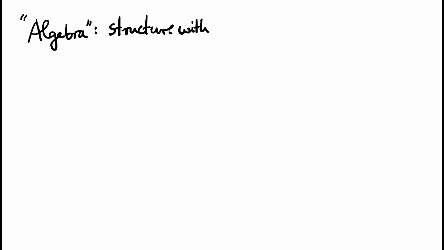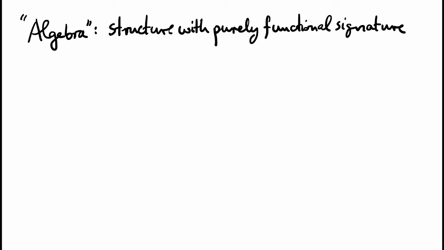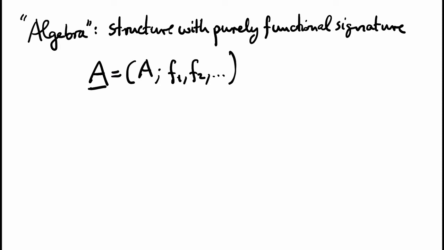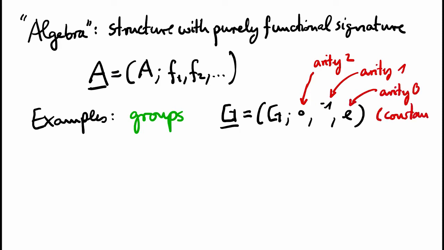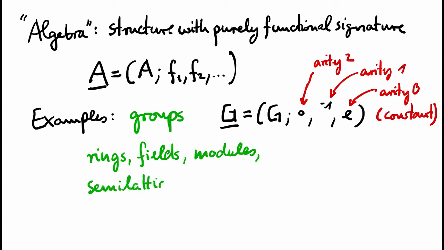An algebra in universal algebra is simply a structure where the signature only contains function symbols, no relation symbols. We still use the convention that the domain and the algebra are typically denoted by the same letter, but the algebra is underlined. A group, for example, is a structure whose signature contains a binary multiplication operation, a unary operation for taking inverses, and an operation of arity 0, that is a constant, for the neutral element in the group. Other examples are rings, fields, modules, semi-lattices, lattices, Boolean algebras, and many more.